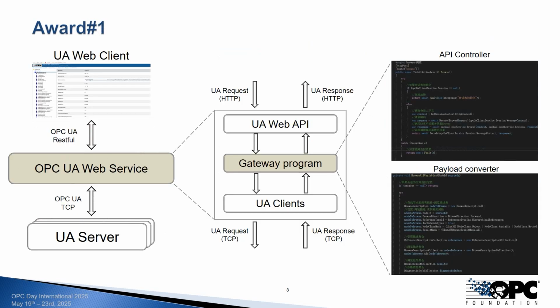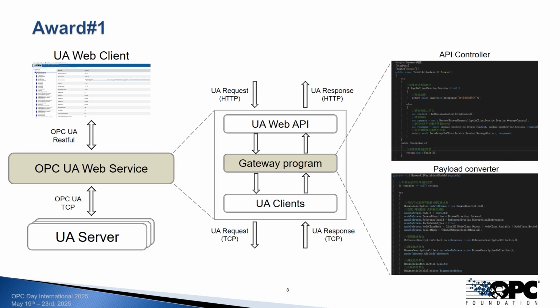Here is the champion, an OPC UA web service gateway, which is able to communicate with existing OPC UA servers. This service is developed by a system integrator from watch manufacturing industry. The right side is the software architecture, which is a typical web service implementation, including modules like API, gateway logic, and UA client communications.